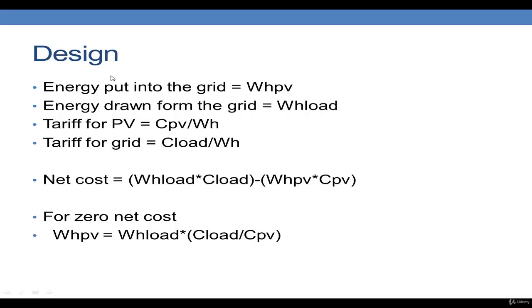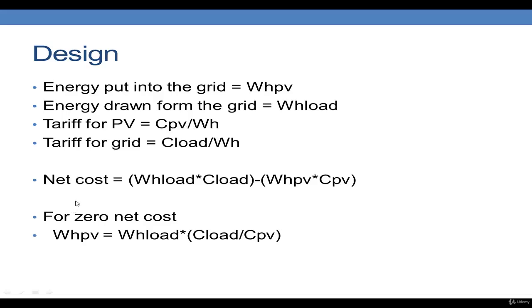And then in the design we will discuss how to design a grid-tied PV system. So the energy put into the grid is given by WHPV, and the energy drawn from the utility or the grid is given by WHload. So we will have different tariffs for the energy from the PV as well as the grid. This is given by CPV and Cload.